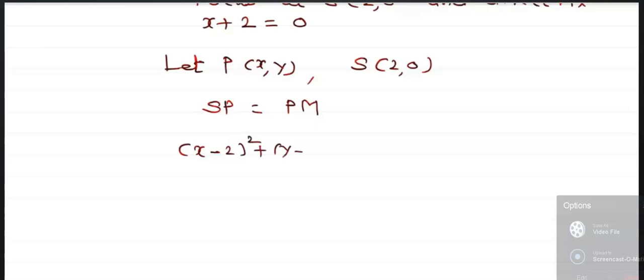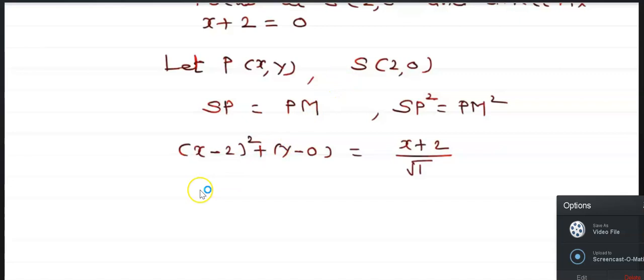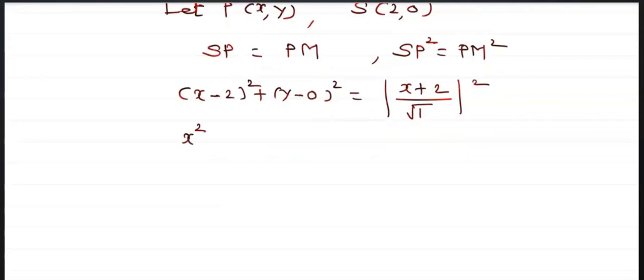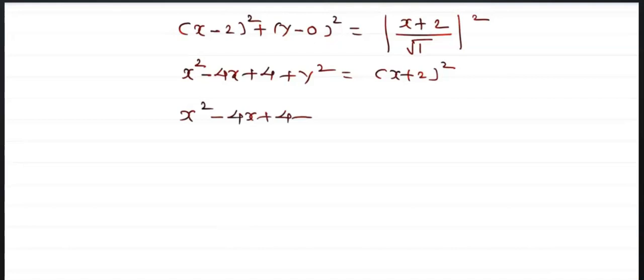Therefore, (x − 2)² + (y − 0)² equals the perpendicular distance of that point P from the directrix, (x + 2) upon root of 1. So the square root of x² − 4x + 4 + y² equals x + 2.